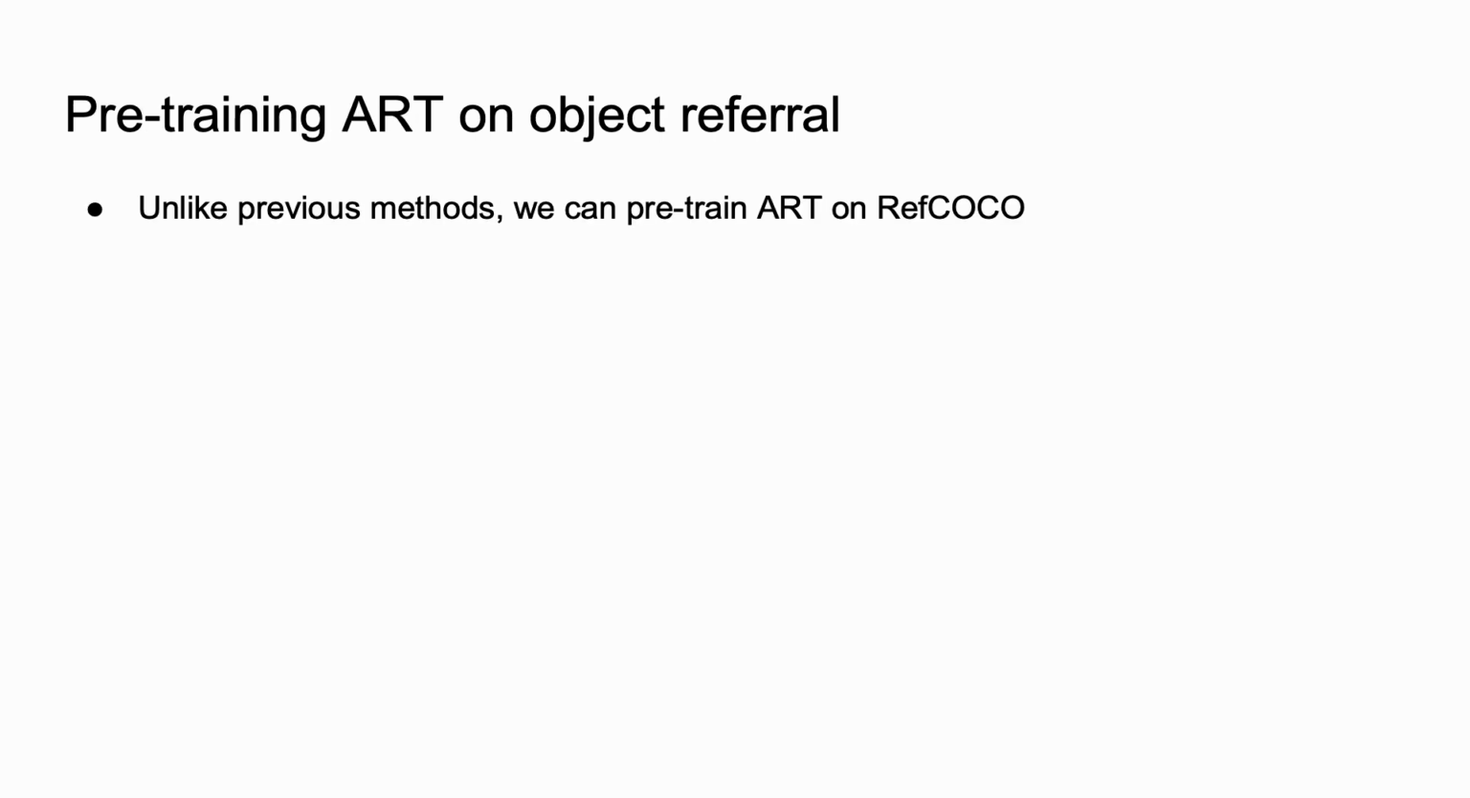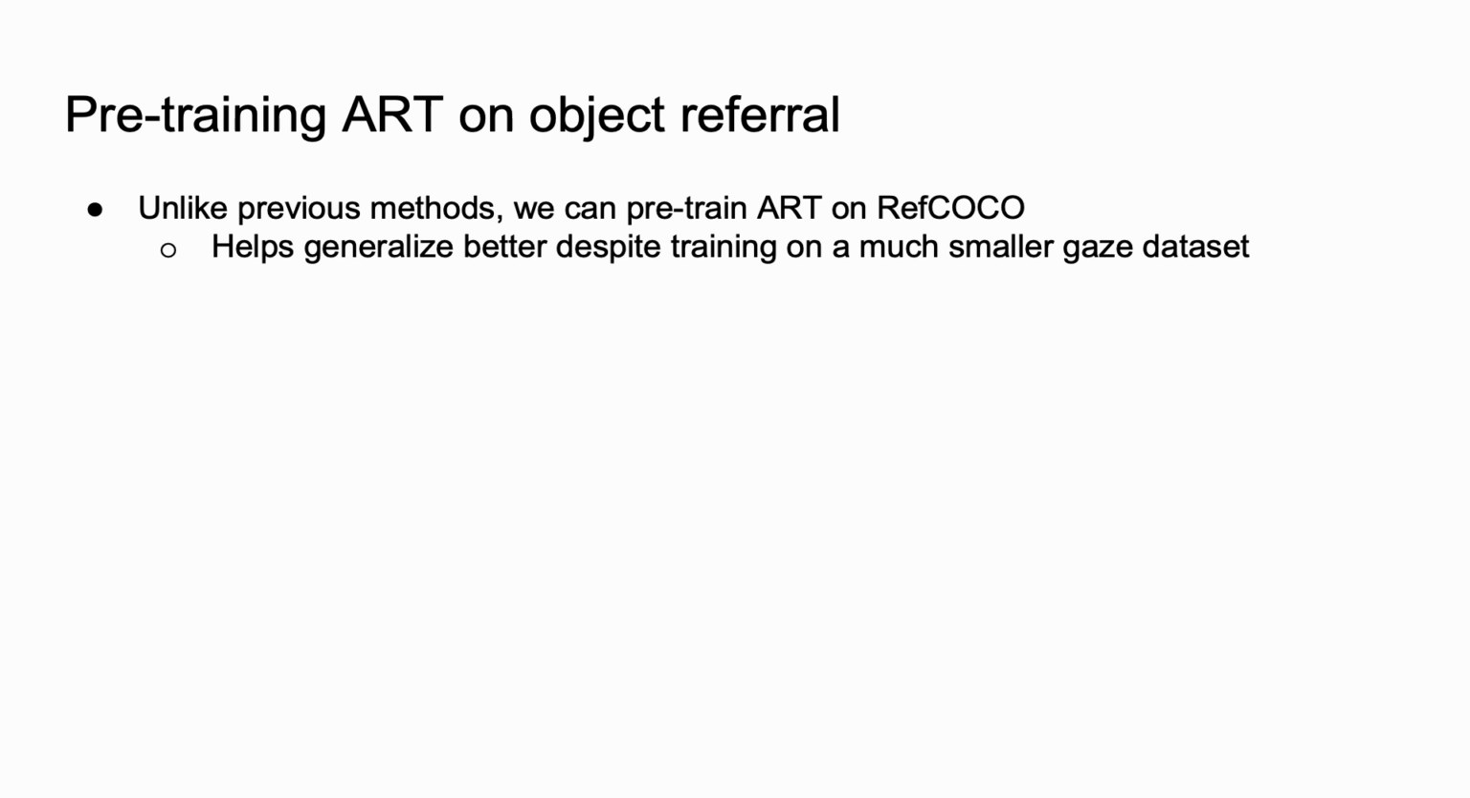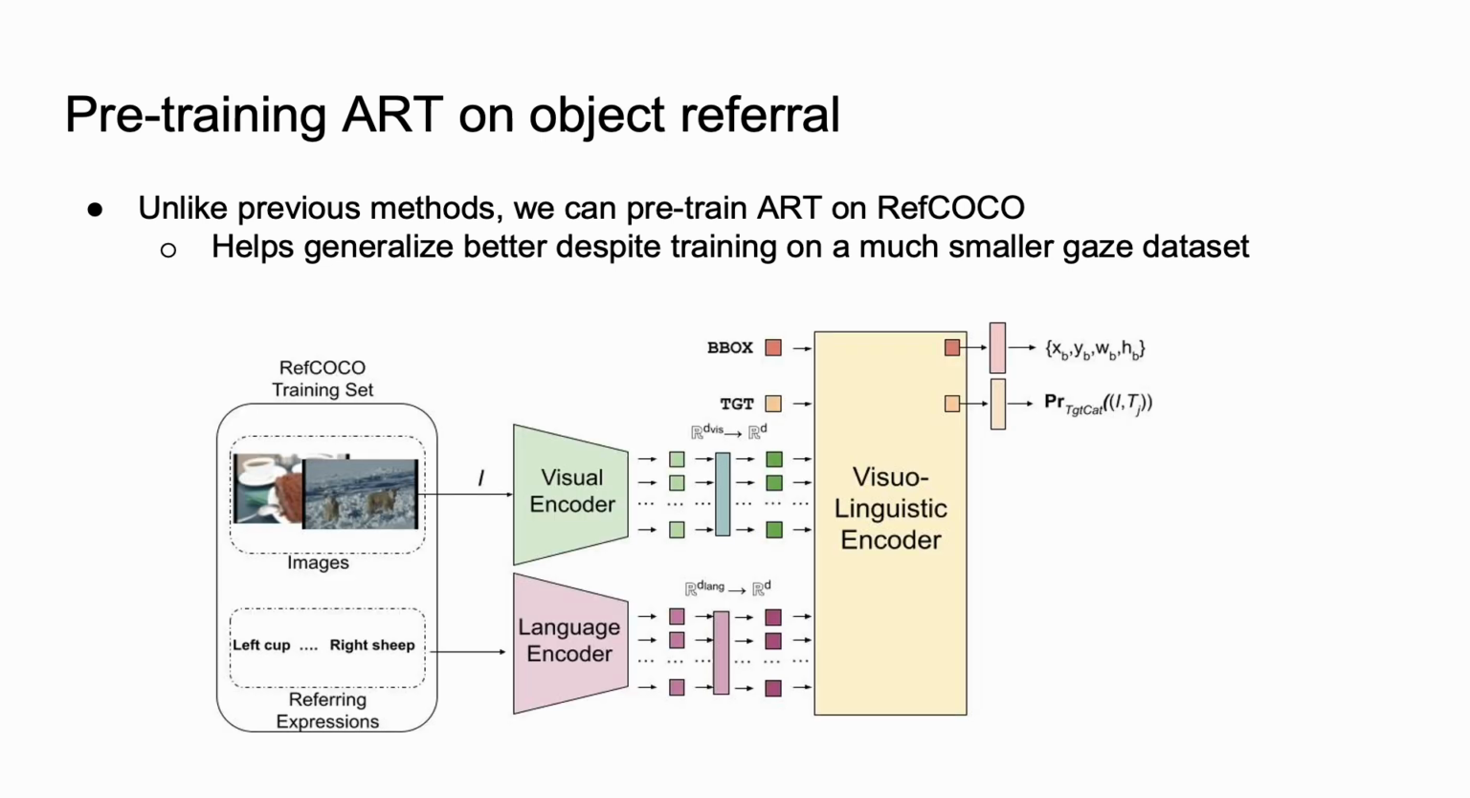Previous methods used a frozen object referral model, or LACT, altogether. However, since ART contains an object referral model, we can train and pre-train it, and we find that this yields better generalization. As shown here, we train the visual language and the visual linguistic encoders on RefCoco training data for the object localization and target category prediction tasks.